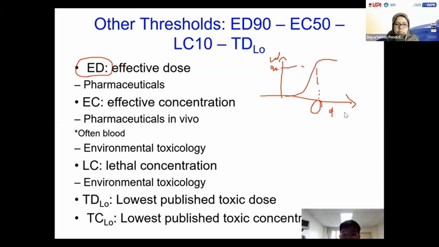And then we have the EC50, which is the effective concentration, which is pharmaceutical in vivo, sometimes in environmental toxicology. In terms of the concentration, they are actually the same thing but different units. And sometimes they are used in different areas. For example, one is in pharmaceuticals, one is in vivo, blood, environmental toxicology, whereby they are looking into the amount in terms of the concentration, compared to the pharmacy, which looks into the concentration in terms of the dose, okay, the amount in terms of the dose.